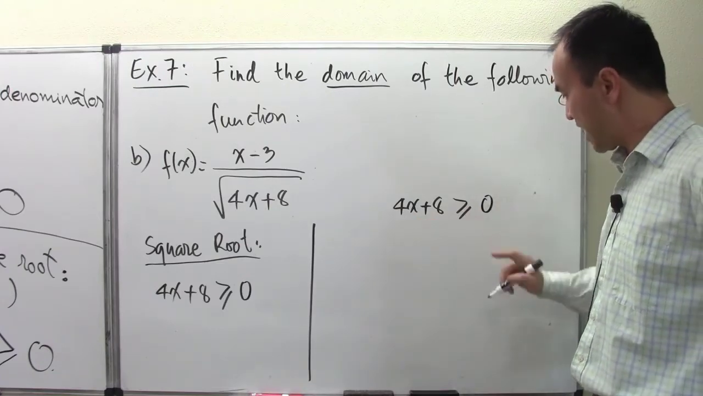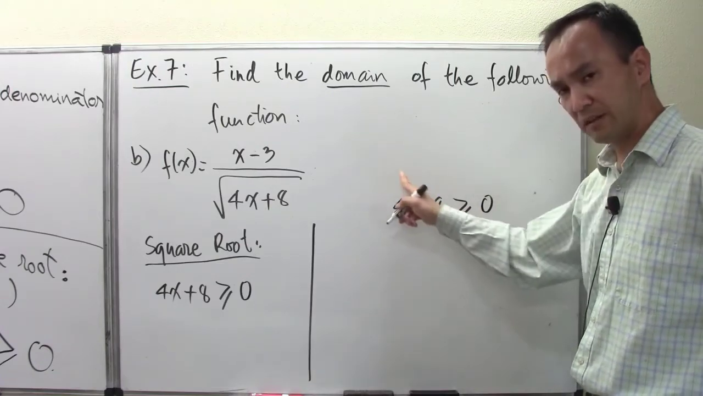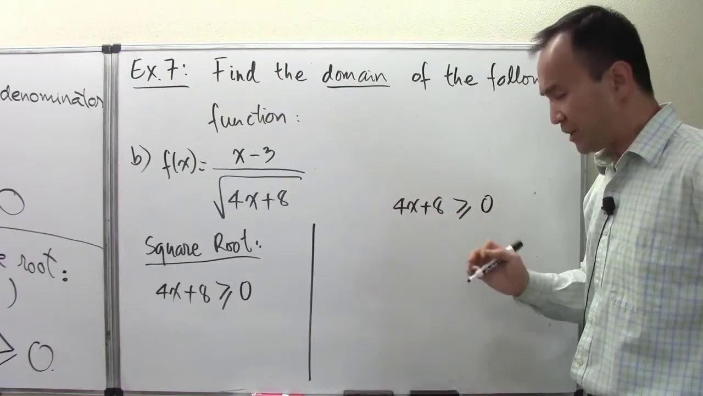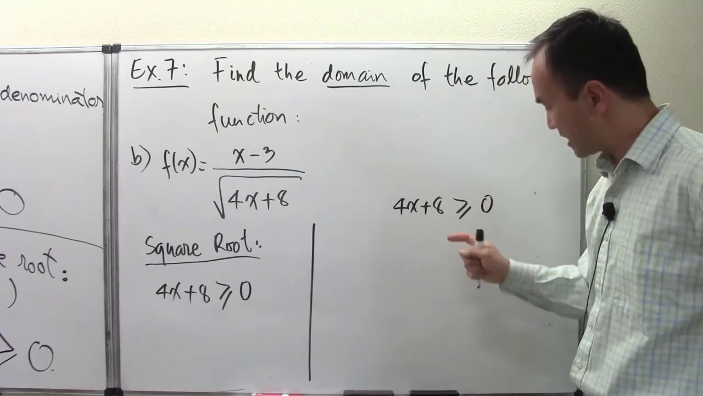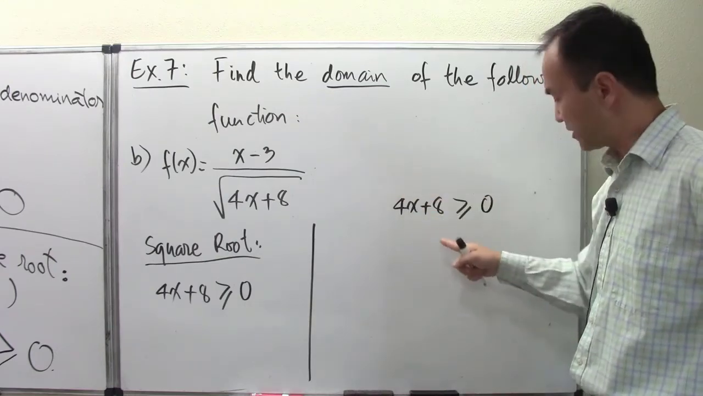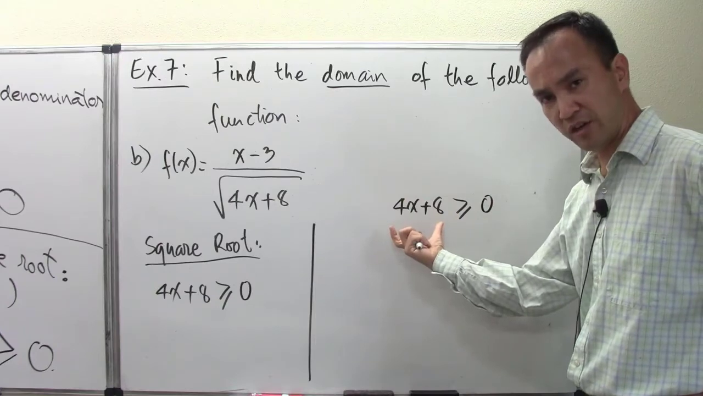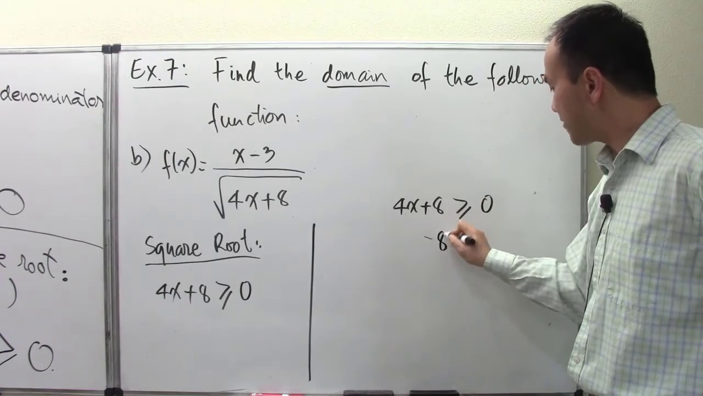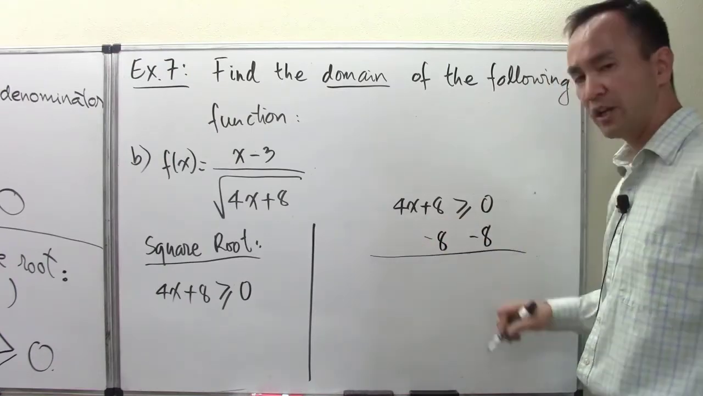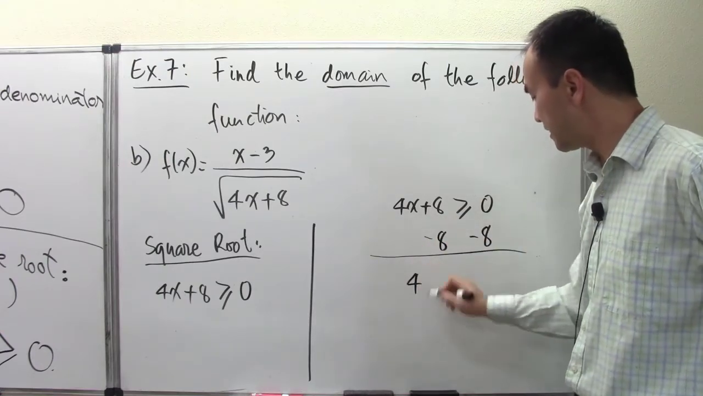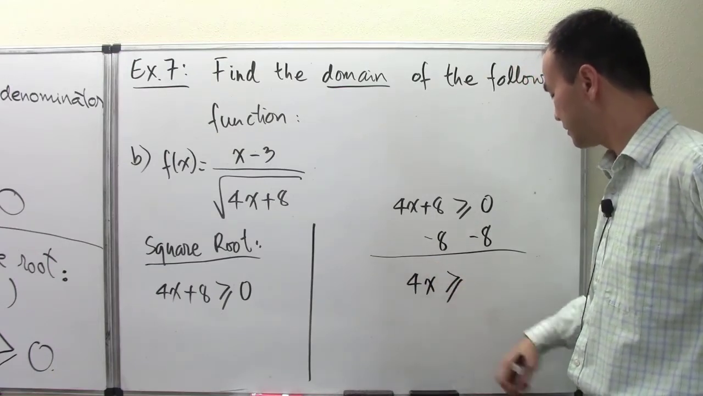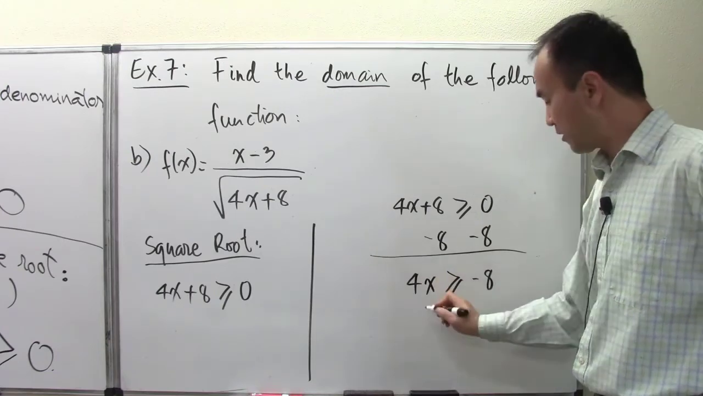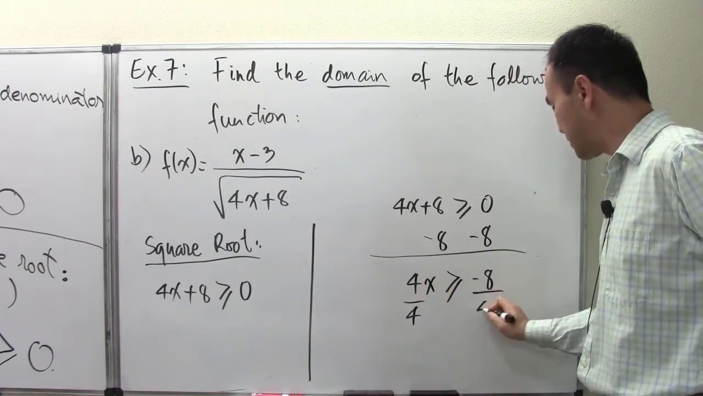So 4x plus 8 is greater than or equal to 0, and now I've produced an inequality to solve. We need to look for x values that satisfy this requirement, for the entire expression inside the root to be greater than or equal to 0. So I'm going to subtract 8 from both sides, the standard work to solve an inequality. Here 4x needs to be greater than or equal to minus 8. And then I'm going to divide both sides by 4.